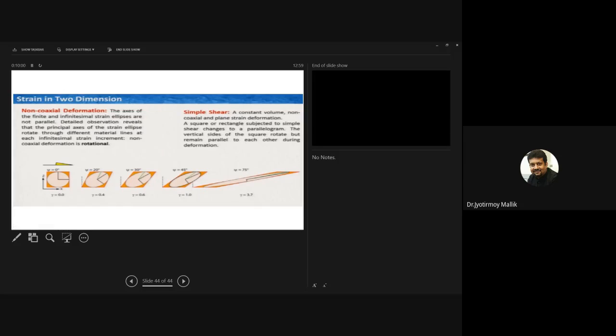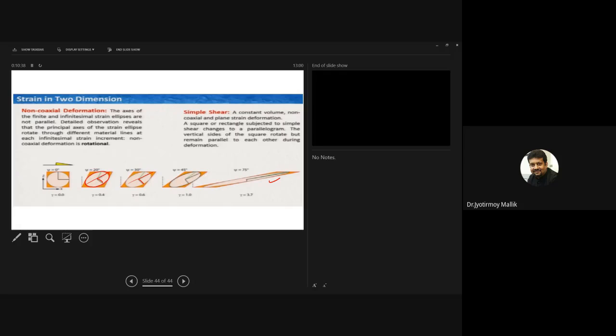So you can see here, this is my initial shape, and this is my first strain ellipse. This is the major axis. This is the minor axis. This is the second strain ellipse. This is the major axis, the minor axis. And of course, you can see that the major axis and the minor axis of the strain ellipse are rotating. This is my finite strain ellipse. They are rotating.